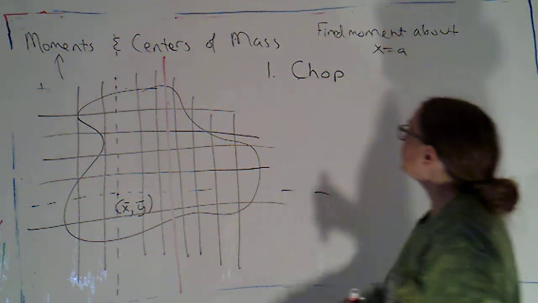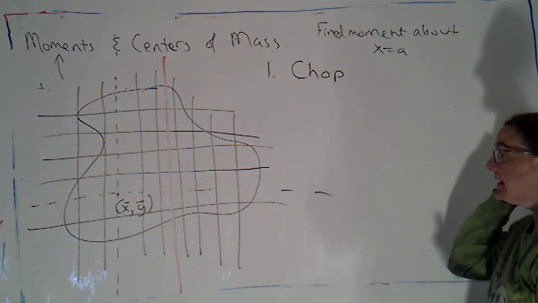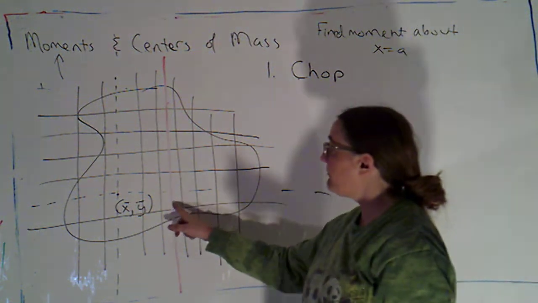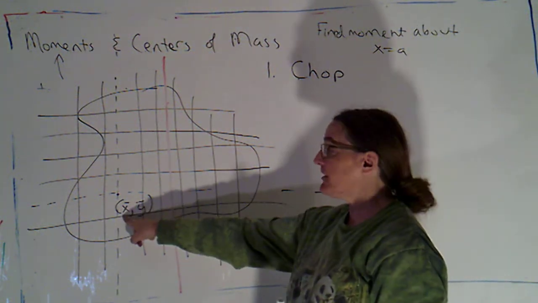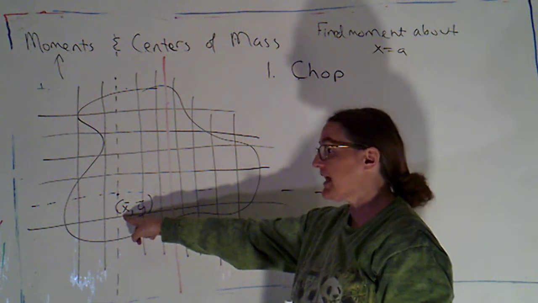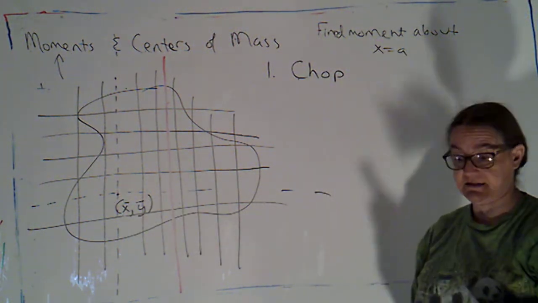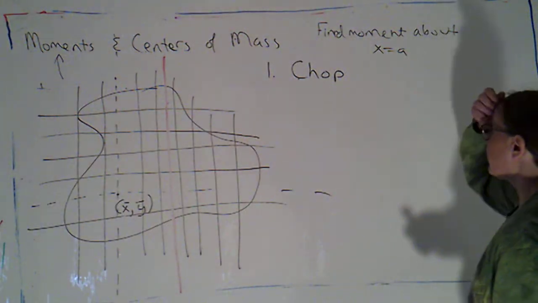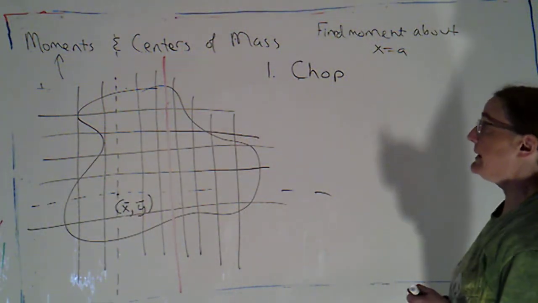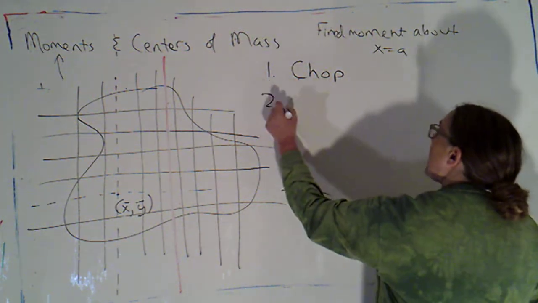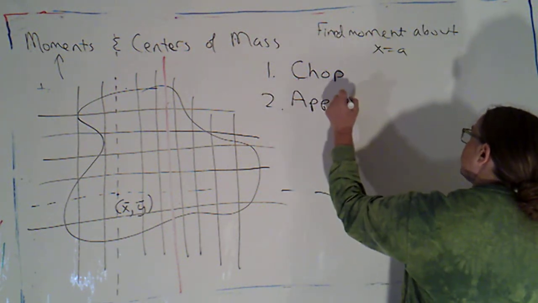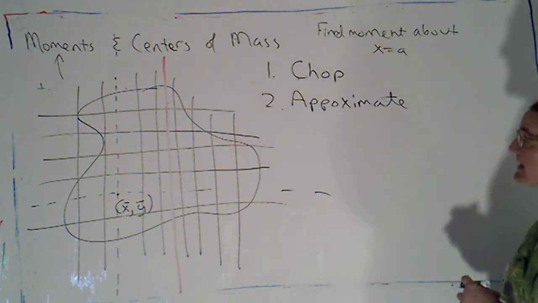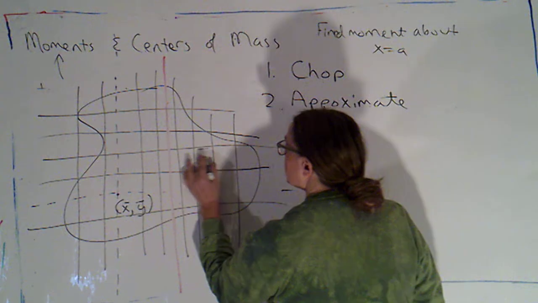If I can find the line x equals a about which the moment is 0, then I will have found that a value will be x bar. That will be the x coordinate for my center of mass. Okay. All right. So I have chopped this up into little pieces. Now I'm going to approximate the tendency of each little piece to rotate here.